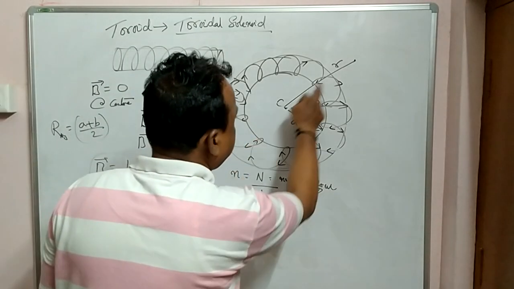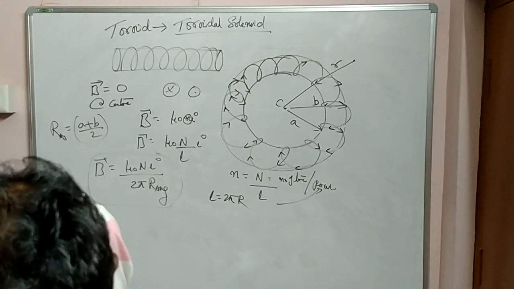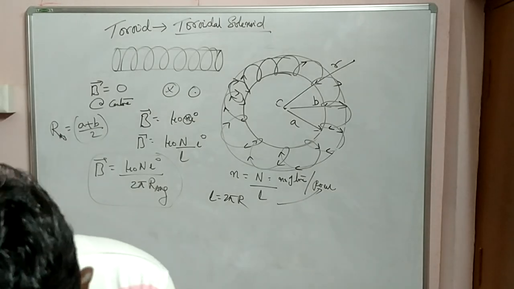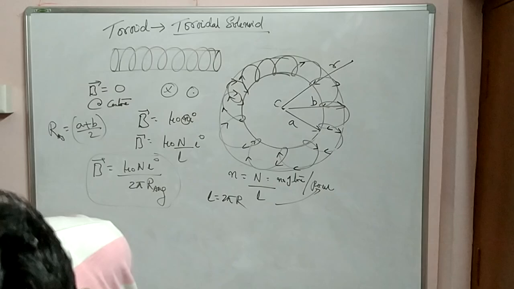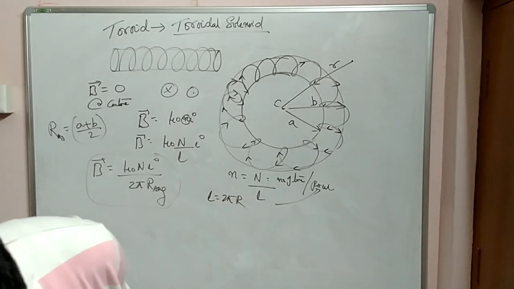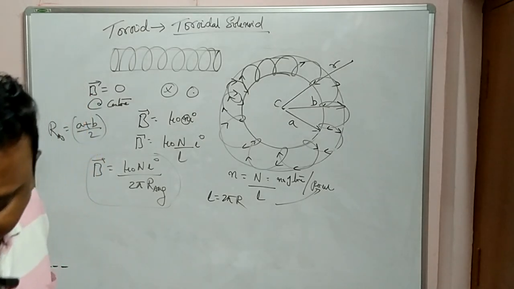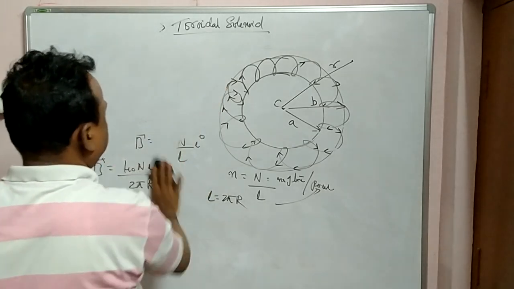Okay? Inside no current, outside also no. Clear? And we will do one numerical also to understand in a better manner. Let us do a small numerical. Okay? Are you following here? Right. Now I will give a small problem to understand this toroid or toroidal solenoid better.